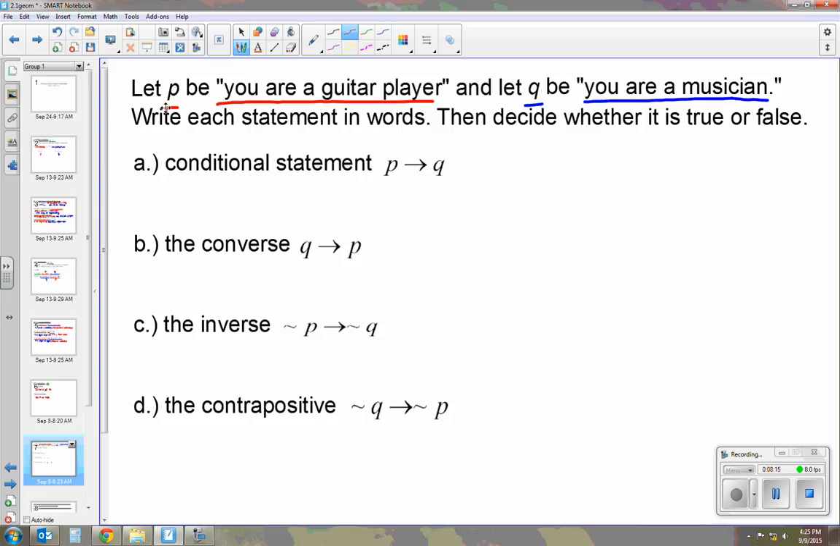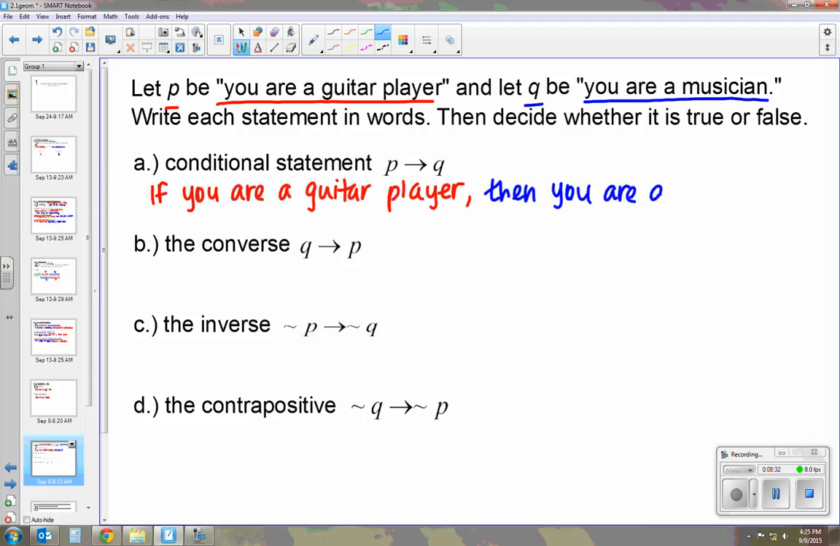So we're going to say if you are a guitar player, then you are a musician. Okay, and we're going to look at this. Is this true or false? Well, if you're a guitar player, then yes, you are a musician. You play music. So that's true.